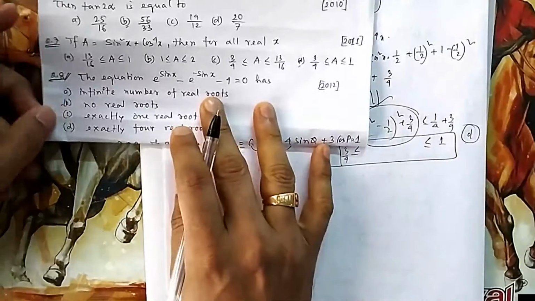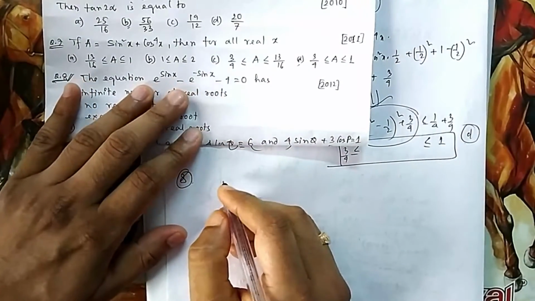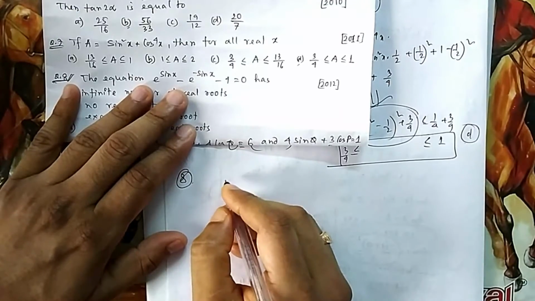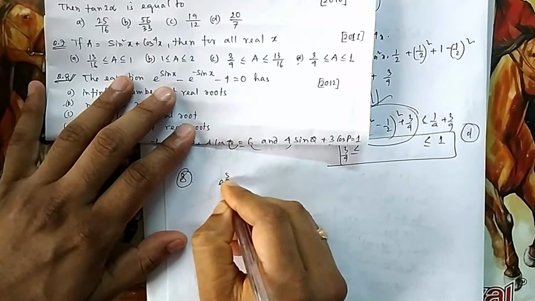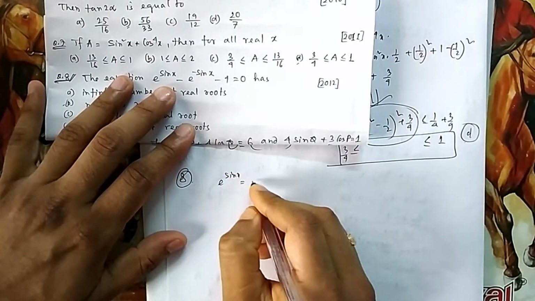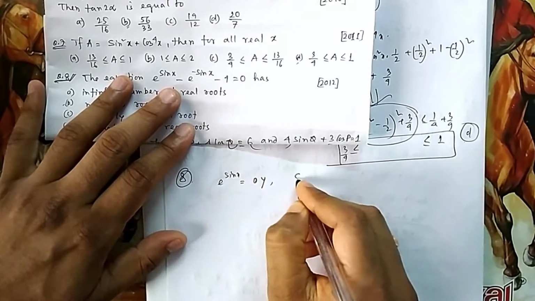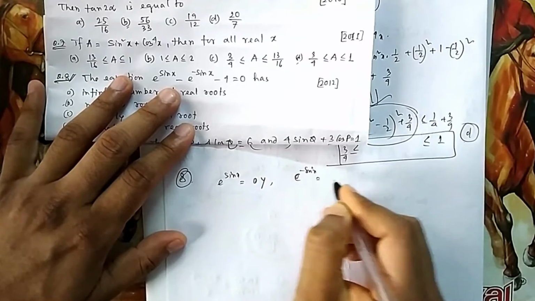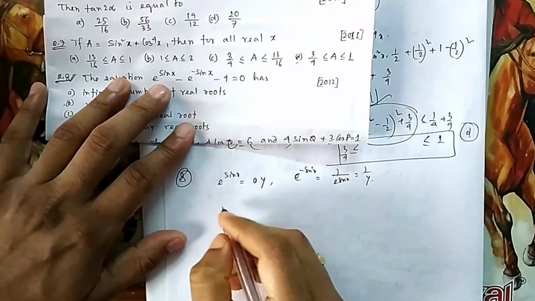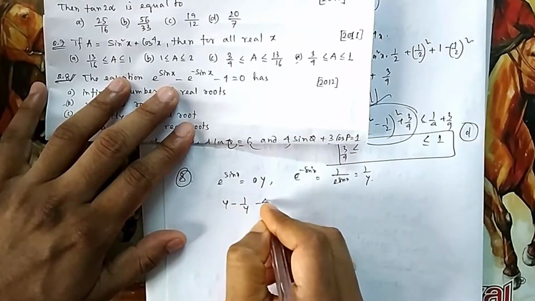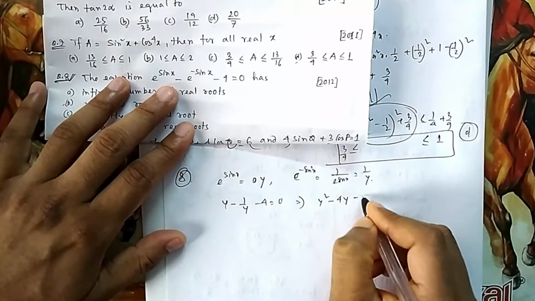Go to question number 8: e to the power x minus e to the power sin x minus 1 by 4. So let me write it: e to the power sin x equal to say y. So e to the power minus sin x will be 1 by e to the power sin x, that is 1 by y. Now if you put it, it will look easy for you. If you simplify it, it will be y square minus 4y minus 1 is equal to 0.